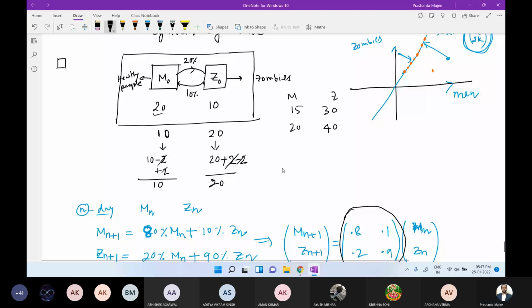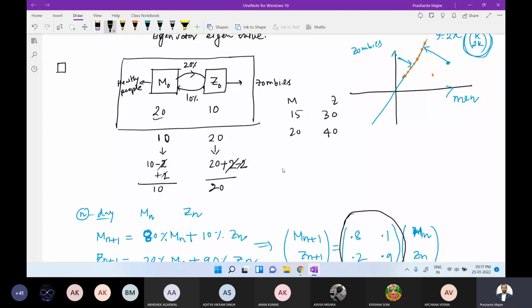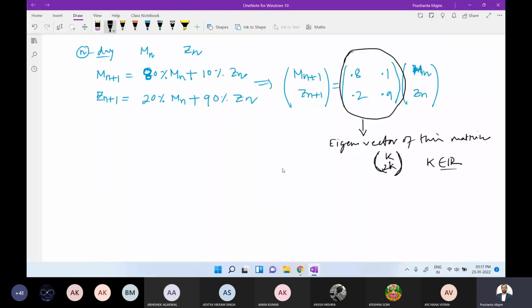So you see, your aim was to find an eigenvector of the matrix. You can check it is an eigenvector. If you multiply 0.8, 0.1, 0.2, 0.9 to this vector k comma 2k, let's see what happens. It should not change its direction. K comma 2k should not change its direction. So tell me how much you are getting.